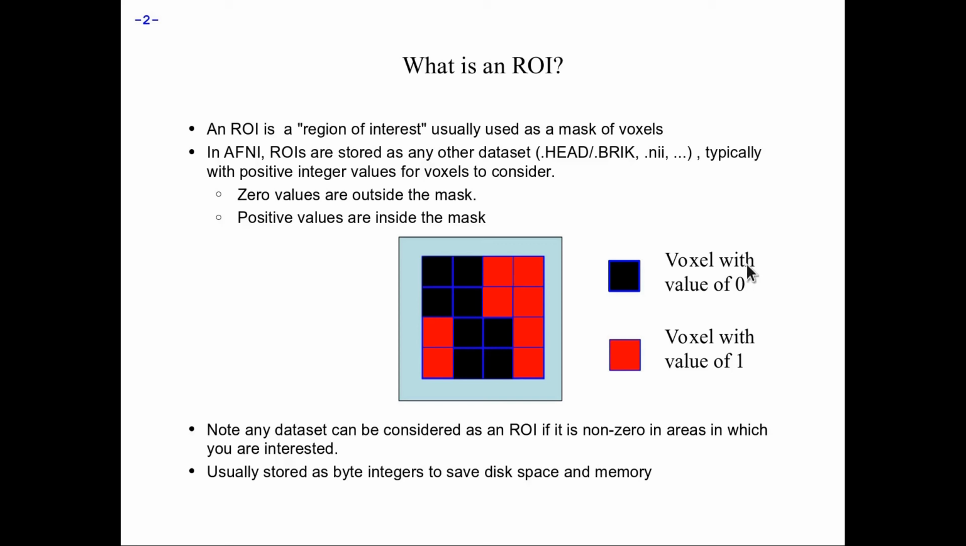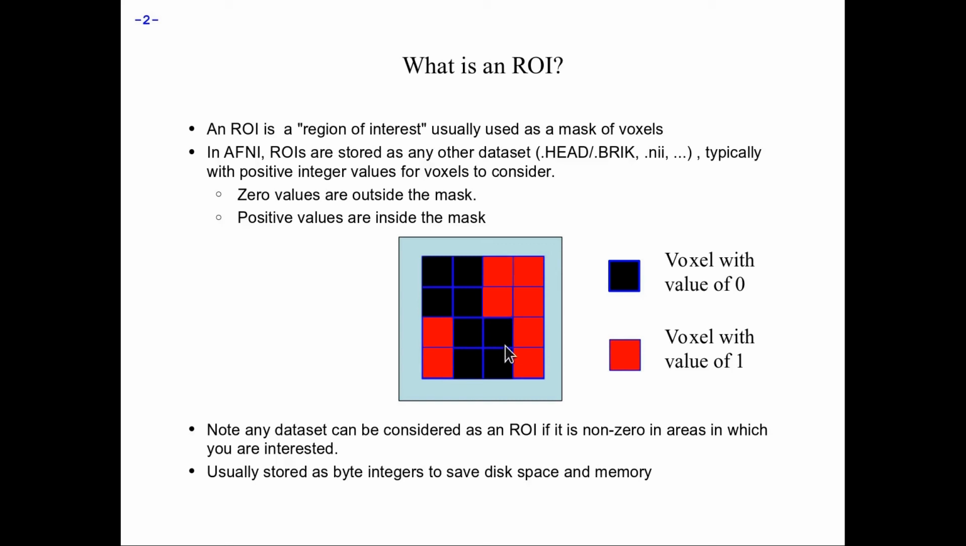We can see that here in this diagram where every blue square is a voxel. The ones that are filled in with red have a value of 1, and the ones that are black have a value of 0. So we'll count all the ones that have a value of 1 as our ROI. And you can see they don't even have to be connected. They just have to be somewhere that's a non-zero voxel.